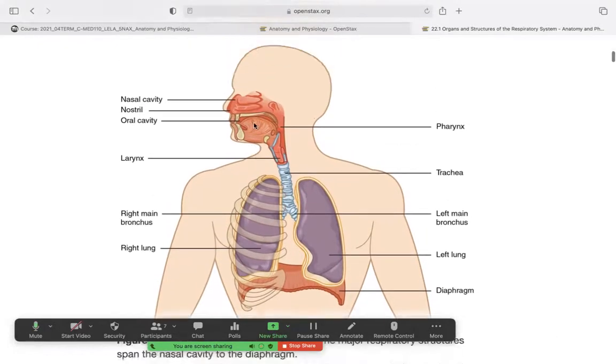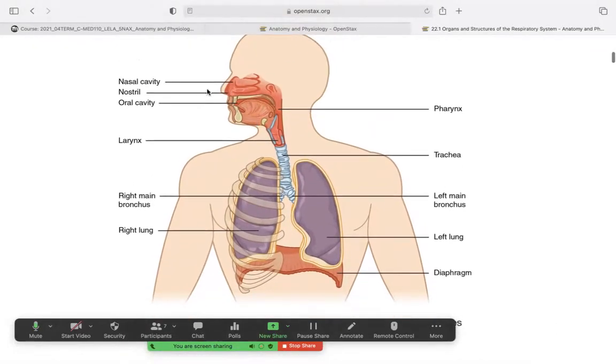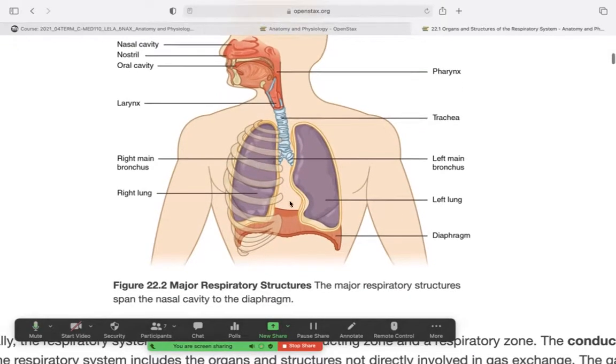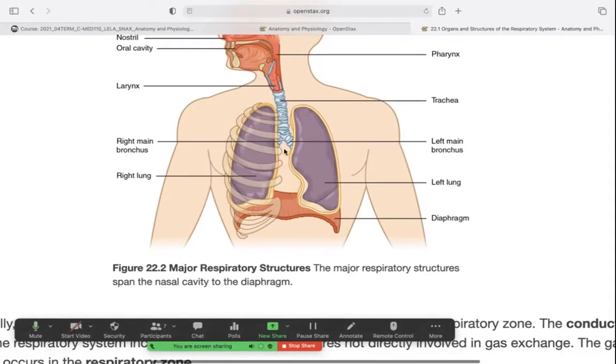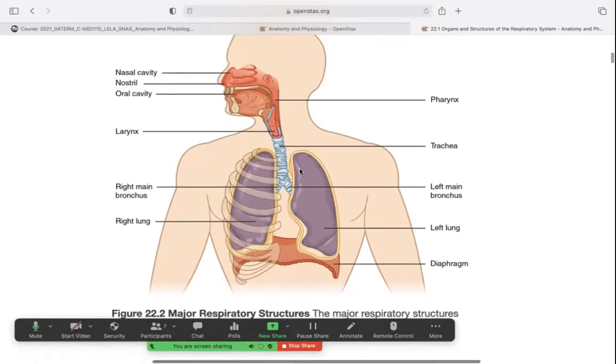Now, that is a non-conducting zone. That means air just goes in and out of there. There's no gas exchange. When you look at it in a simplified manner, it's just a set of tubes, no big deal. But the lower respiratory tract, which is a little bit more dangerous, is called the conducting zone, because once it gets down to the level of the lungs, that's where there's gas exchange, and we're going to talk about that in greater detail.